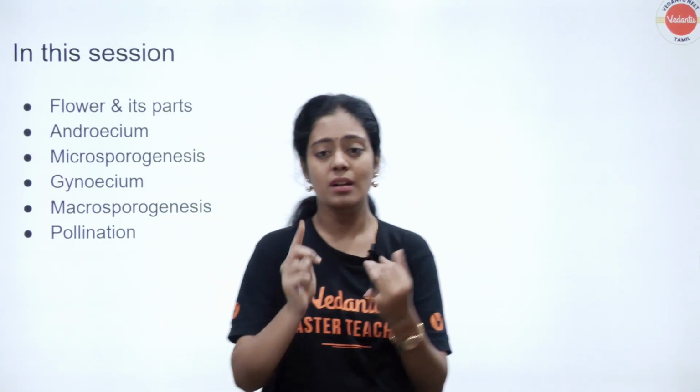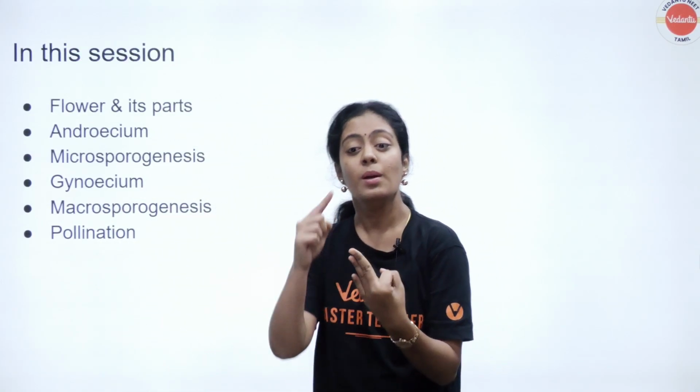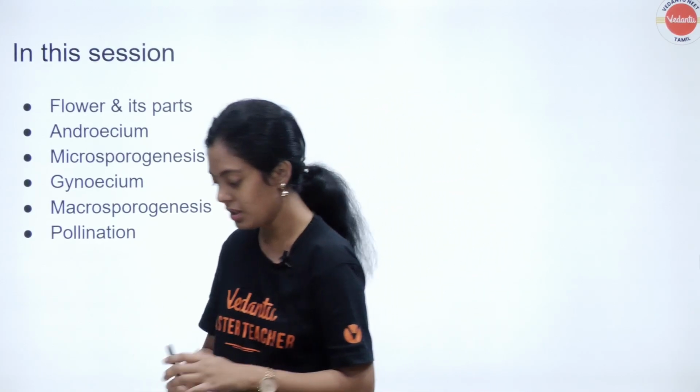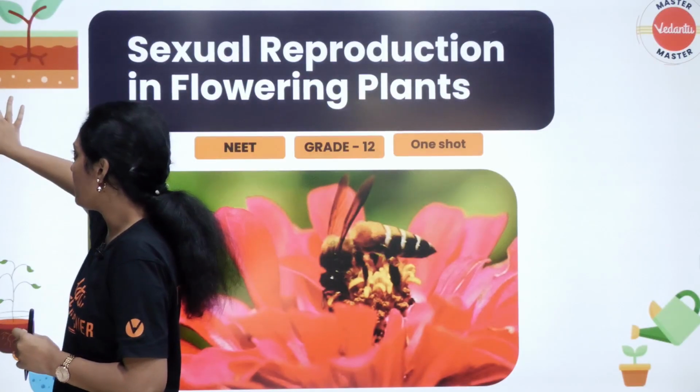Okay, so this is what we are going to study. Very important: flower and its parts, endometrium, microsporogenesis, gynoecium, macrosporogenesis and pollination. Yes, so this is what we are going to see in today's session.